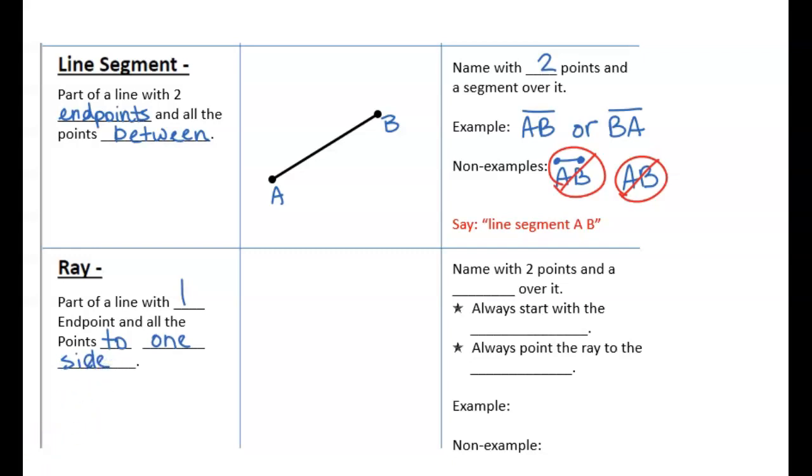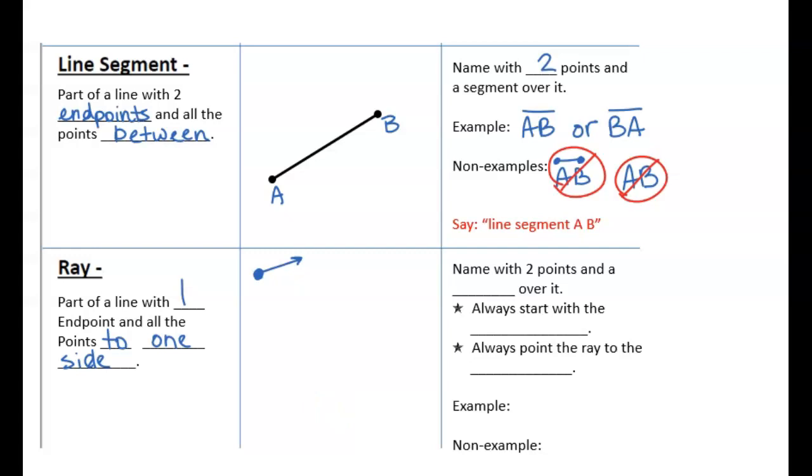So when you think about a ray, you might think about a sun ray or some other kinds of rays. You might think of a sun ray, though. That's the one that most people point out whenever we first start talking about rays. And a sun ray radiates from the sun, so it radiates from one endpoint and then goes out and covers all the points to one side.